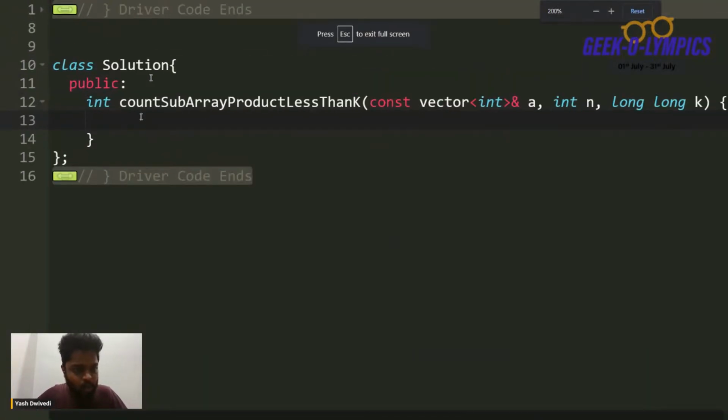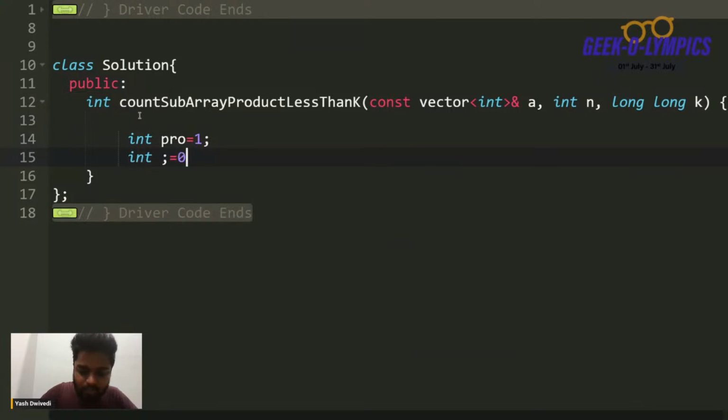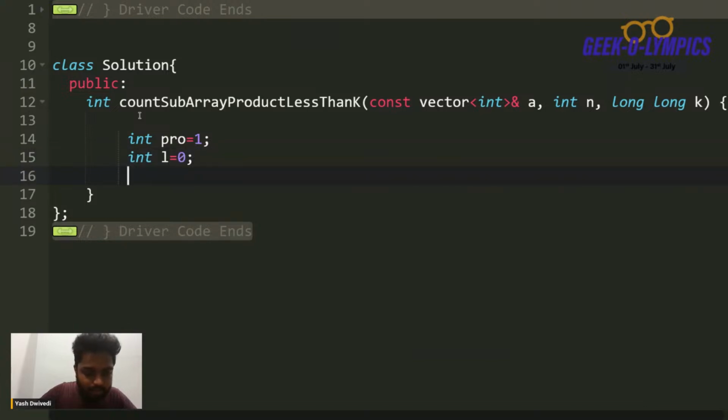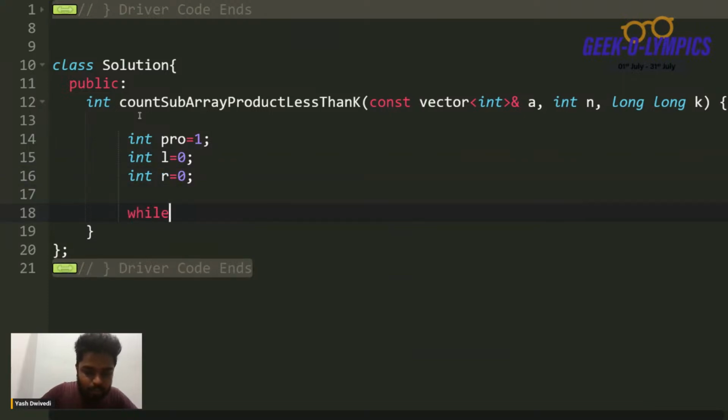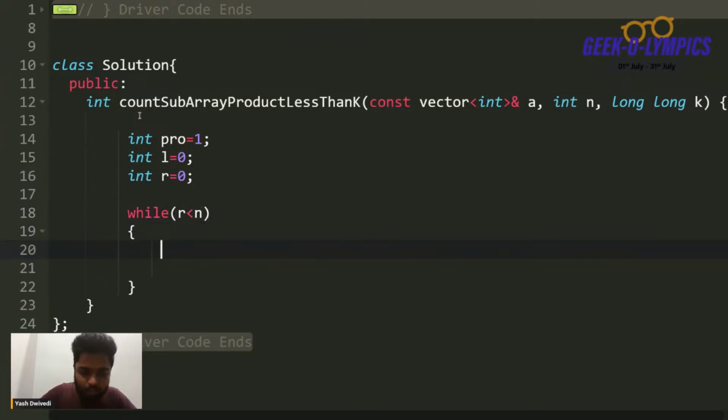All right. Now, what we will do here is, I will initially mark my product value as 1, and then I will say that my left is equal to 0. Okay, so let me mark my L as 0. And then I can also mark my right index as 0. And then I can say that while R is less than n, till that point of time, I will be iterating in the array. And then after that, we will directly multiply in the product. So product *= A[R].